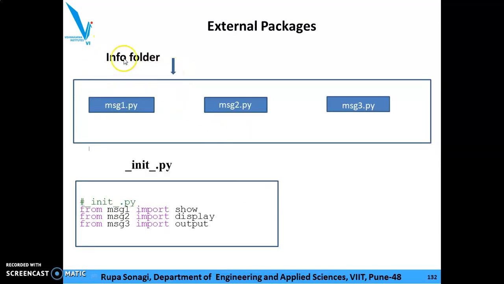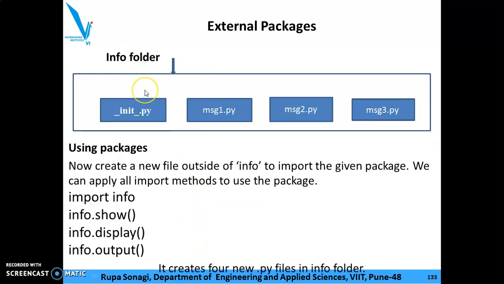Now see, this is your info directory: message1.py, message2.py, message3.py. Now you have created one more py file that is compulsory, underscore init underscore .py, and it contains the attributes like this. From message1 you import show, from message2 import display, and from message3 import output. So it contains the attributes of these modules. Now in this info folder all these modules are available.